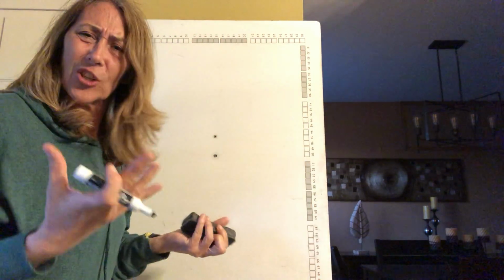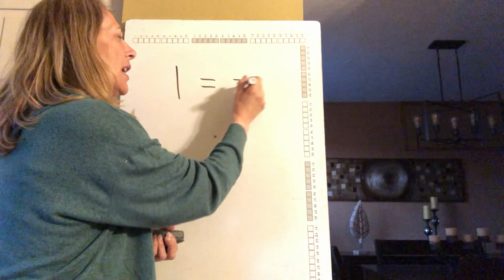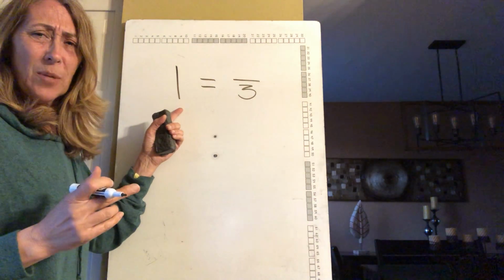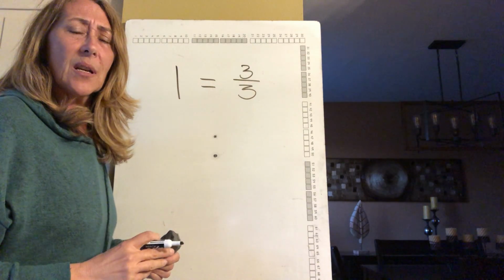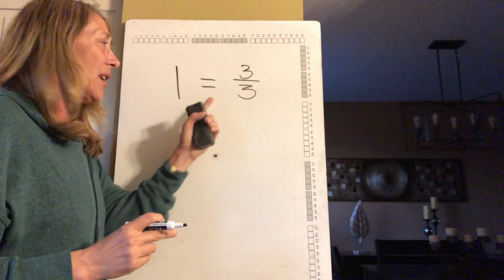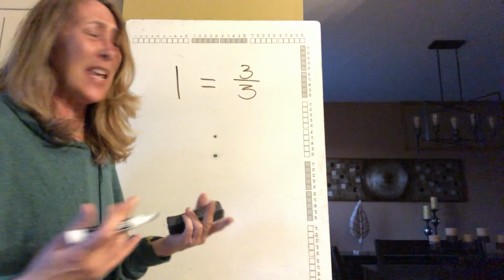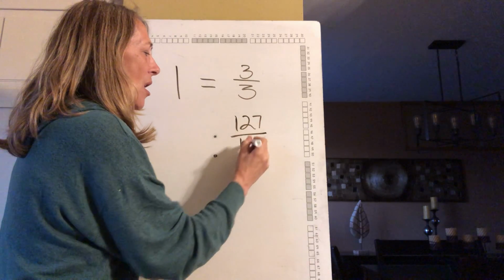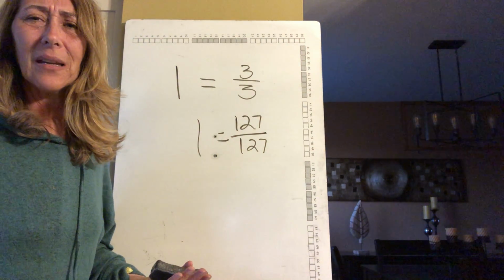Going back to that fraction bar that was in 3 pieces, the whole fraction bar, or the whole, would be 3/3. So 1 whole equals my numerator and my denominator being the same. It could be something random like 127, 127ths. That still equals 1.